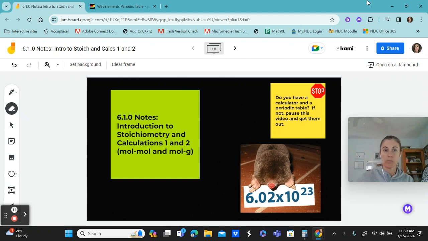All right, in 6.1.0 notes, we're looking at the introduction to stoichiometry, what it is, and then a couple calculations, a one step and a two step. You will need a calculator and you will need a periodic table. So if you don't have that, pause this and grab those first.